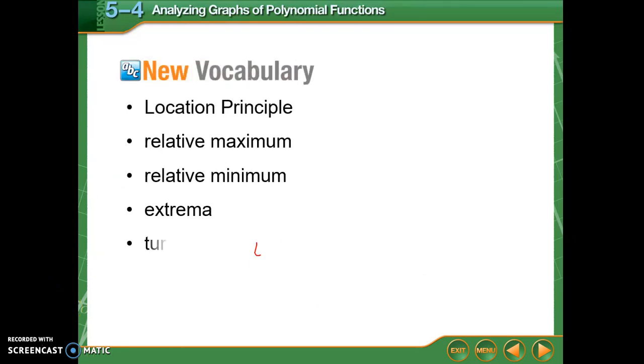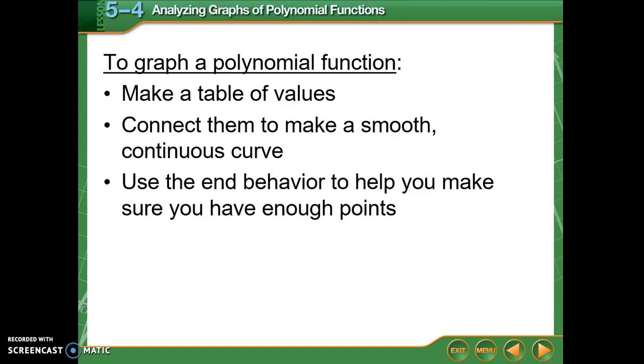So we have some new vocabulary you'll have to be focused on today. We'll be defining it throughout the lesson, but it might be a good idea to come back and write a definition for yourself, or just make sure that you know what each of these are so that you can identify them when you hear them in class or in different problems.